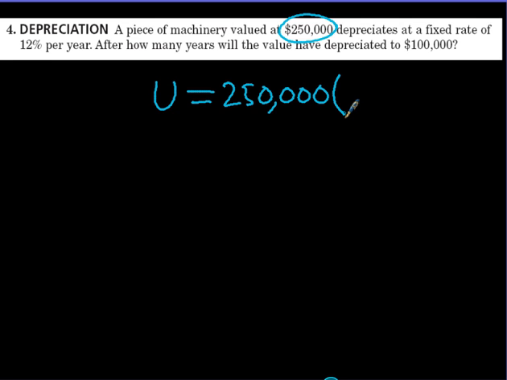It depreciates at a fixed rate. Depreciates means the value is decreasing. I bought the piece of machinery and now it's worth less and less each day or each year or each period of time. So it's going to be 1 minus the depreciation rate, which is 12%, 0.12, and it's going to be for time, t years. So I could do it that way.